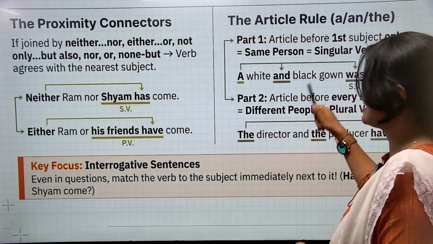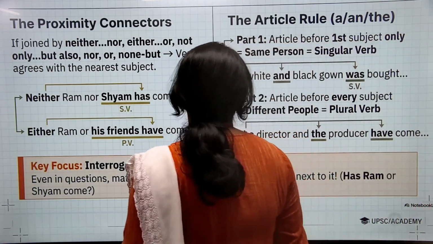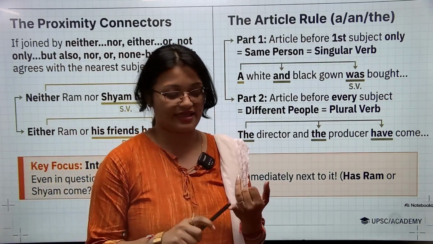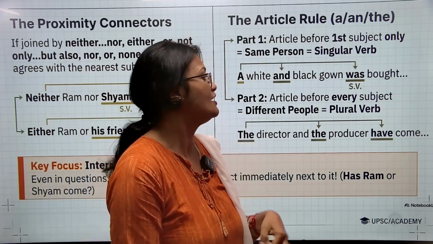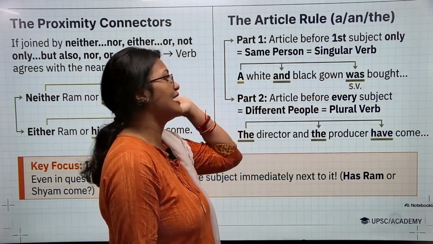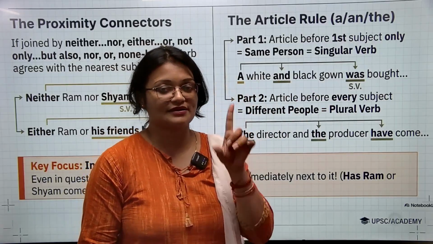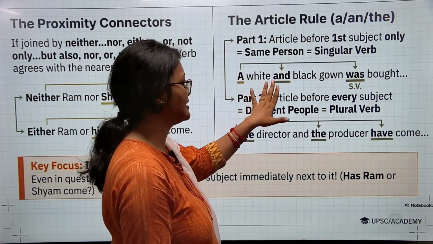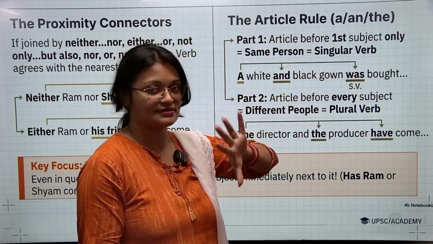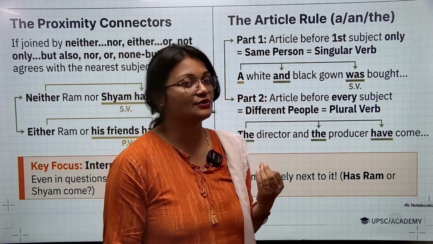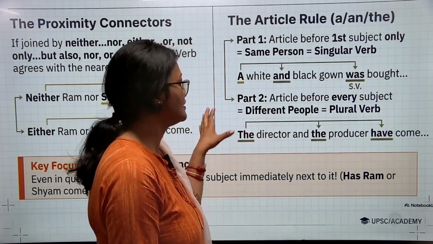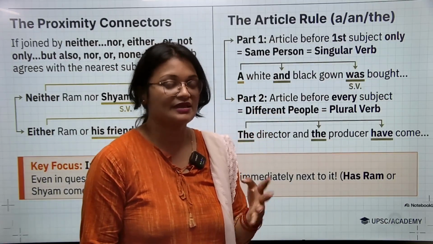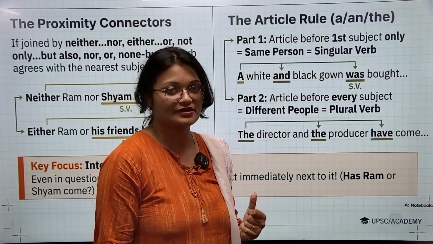And this is another rule. This is the article rule. What happens here is that articles, we all know, are a and the, right? So if a sentence has only one article, look at this, a white and black cow. It's simple. Then we use a singular verb. But if your sentence has more than one article, then we will be using a plural verb.